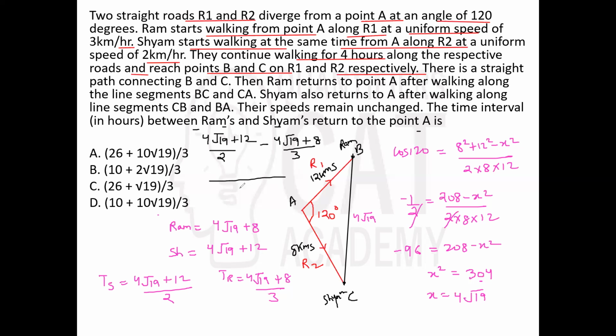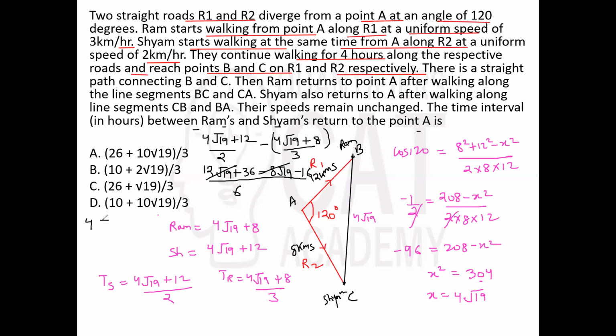So if we take LCM, we'll get 6. So from here, students, we'll get 3 into 4 root 19, which is 12 root 19. 3 into 12 is 36. Now minus of 4 root 19 plus 8, it will come in a bracket, right? So minus of 4 root 19 into 2, that means minus 8 root 19, right? And from here we'll get minus of 16. Now 12 root 19 minus 8 root 19 comes out to be 4 root 19.